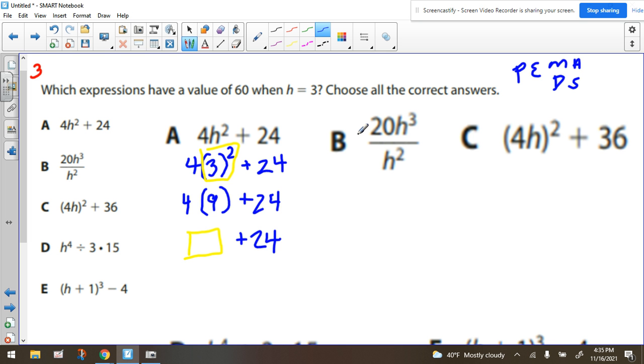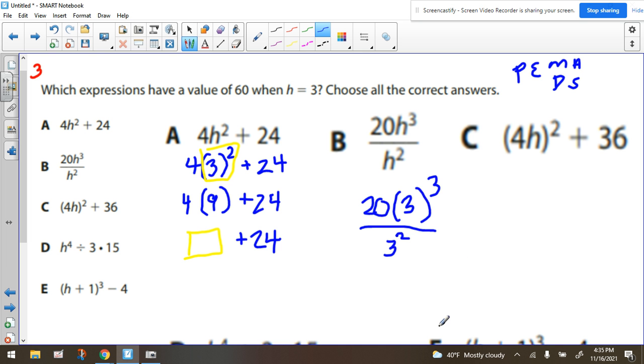All right, let's move on to letter choice B. Let's rewrite the expression. But instead of putting h, we'll substitute in the 3. So we'll put that in parentheses like this. And then we'll cube it. And then the denominator on this, we're going to substitute in the number 3 again, and that's squared.